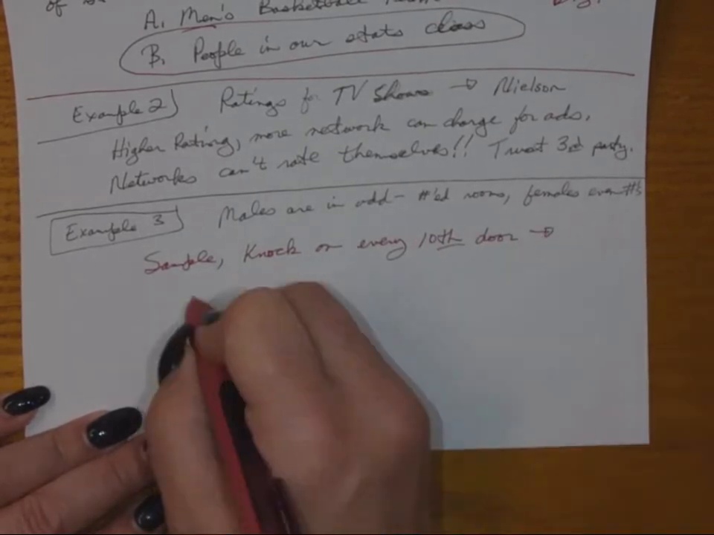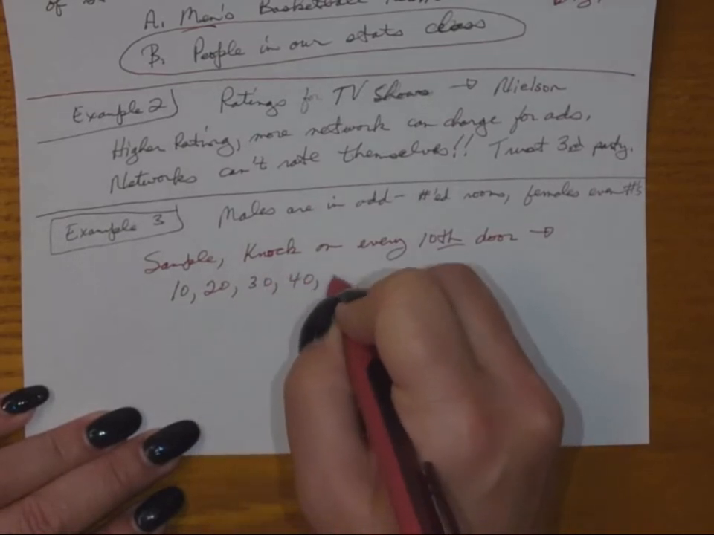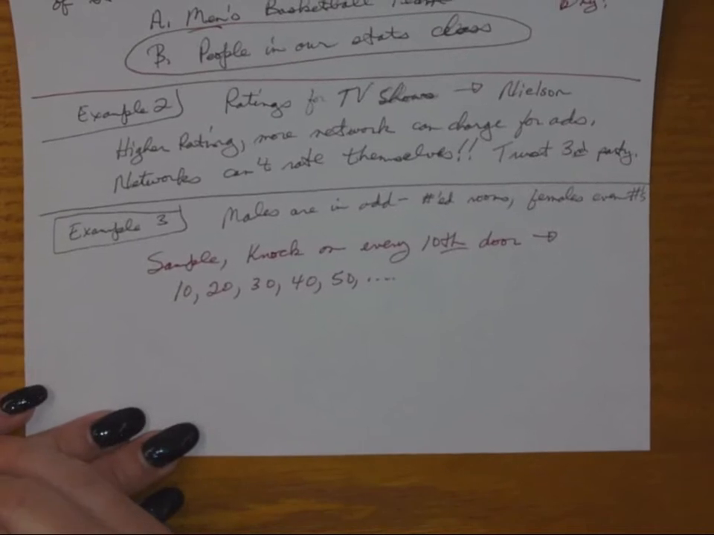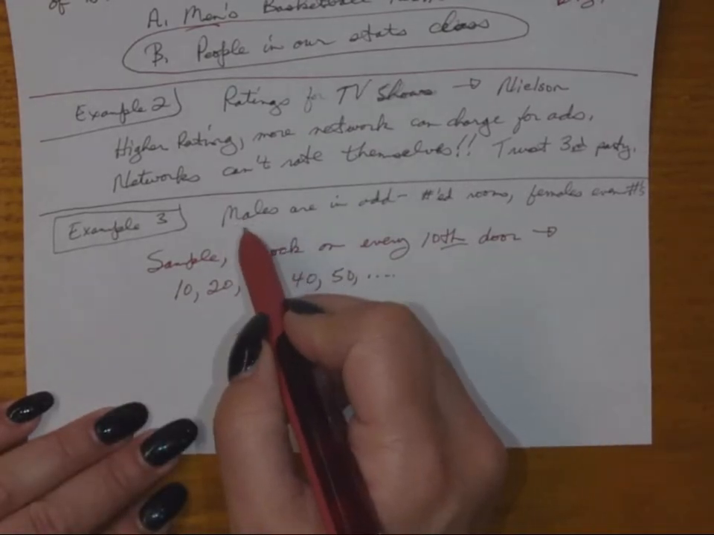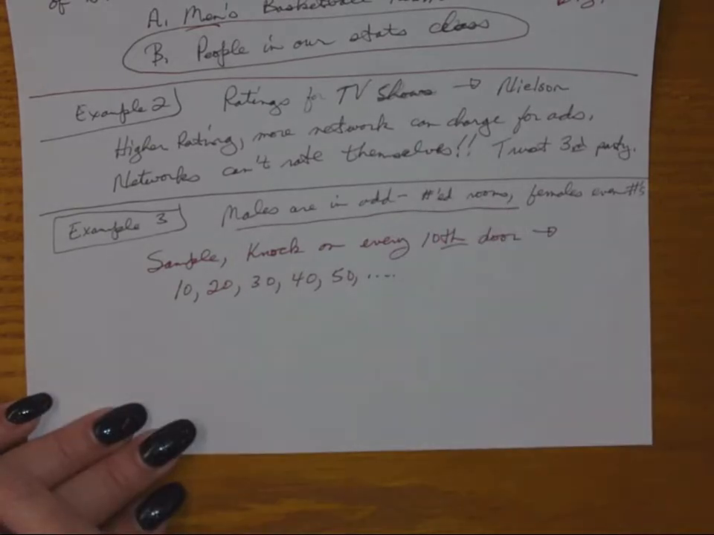So that'd be number 10, number 20, number 30, number 40, number 50, and so on. So that sounds like a pretty good system, right? And it seems like I'm going to get a fairly random sample. And it would all be lovely except for this little bit right here. Males are in all the odd numbered rooms.